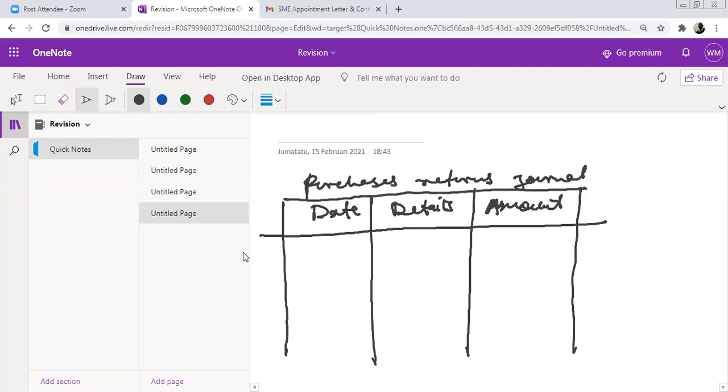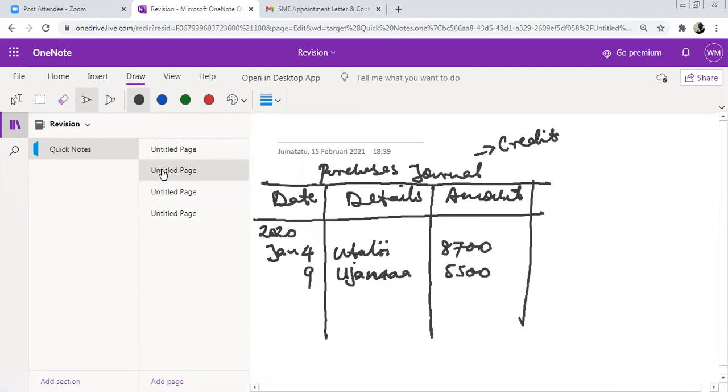So the names that you are going to capture here in the details column must be the people from whom we had initially purchased. We must have these names. We purchased goods from Utalii. So if we return those goods to Utalii, those goods are going to be considered as purchases returns. The same case, we bought goods from Ujamaa. Once we return them to Ujamaa, they are now going to be known as the purchases returns or returns outwards.